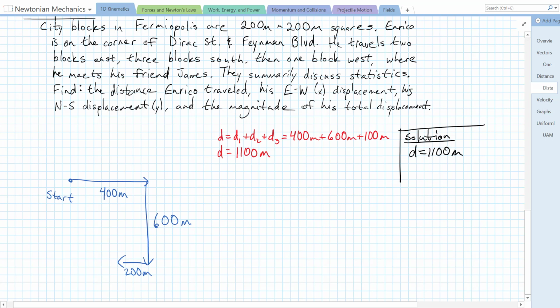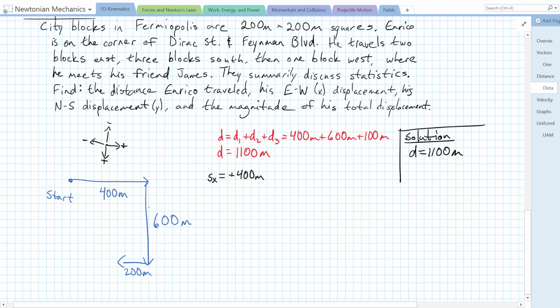Next up, we need to find, this is interesting, it says the east-west displacement. So for the east-west displacement, later on we're going to call it the x component of the displacement. That's just going to be how far he moved to the east or to the west. So I'm going to define east as positive, and I'm also going to define south as positive, which means north is negative, and west is negative. So then his x displacement, we only need to look at the x motion. We traveled 400 meters to the east, so that's going to be positive 400 meters for his first displacement.